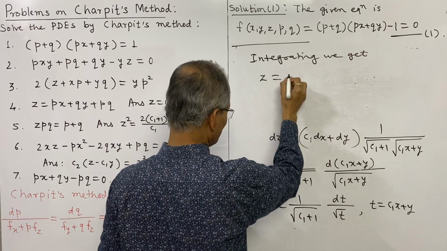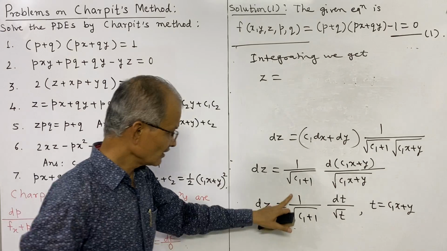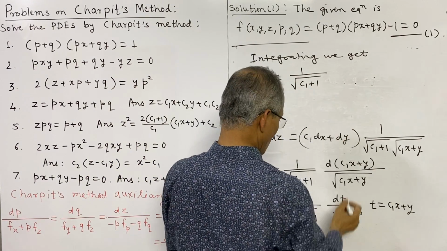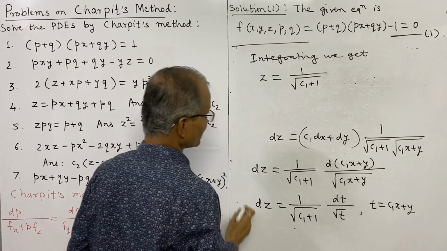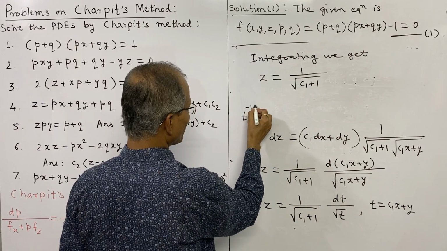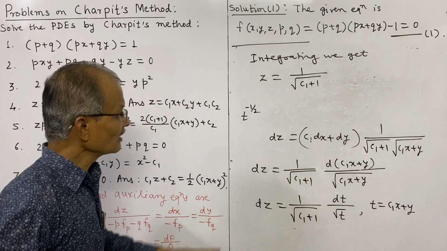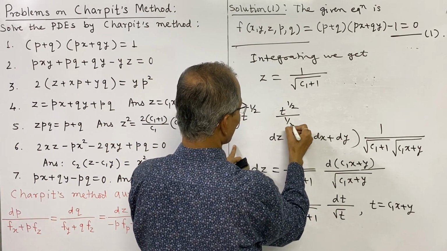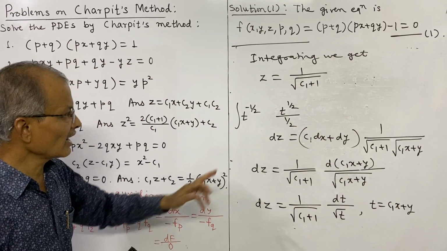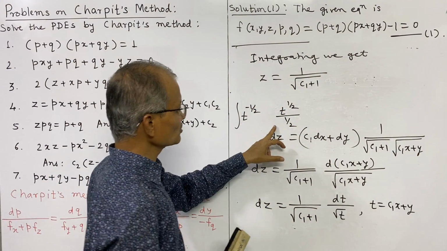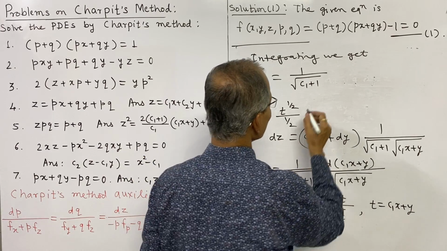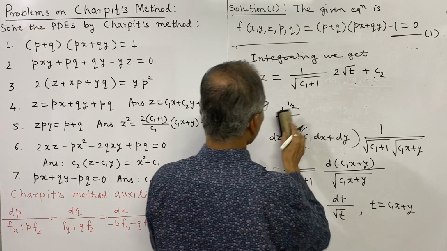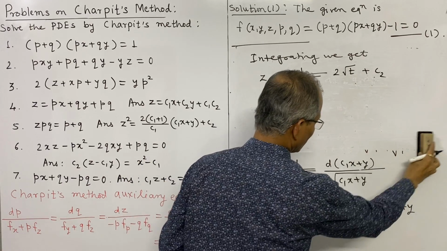Integrating, we get on the left side integration of dz, which is z. This is a constant, 1 upon root of c1 plus 1. What is integration of dt upon root t? 1 by root t is t to the power negative half, and integration of this is t to the power half divided by half by power function formula. Add 1, that becomes half, so this is 2 root t, plus a constant c2. Now put the value of t, replace the value of t.